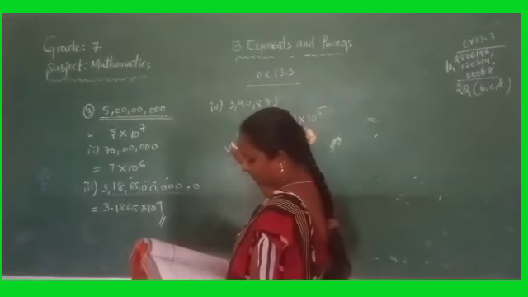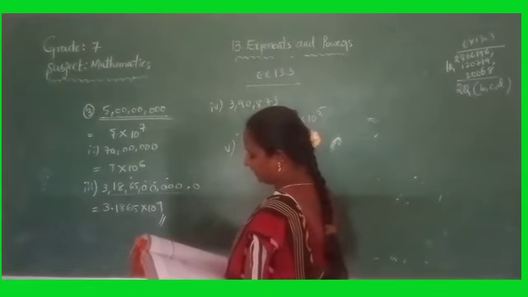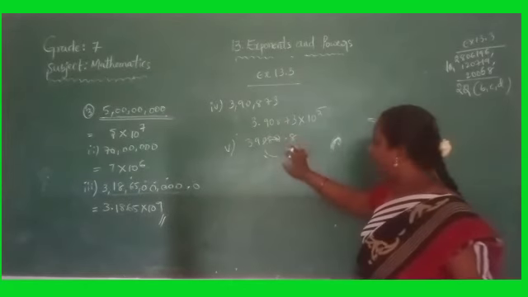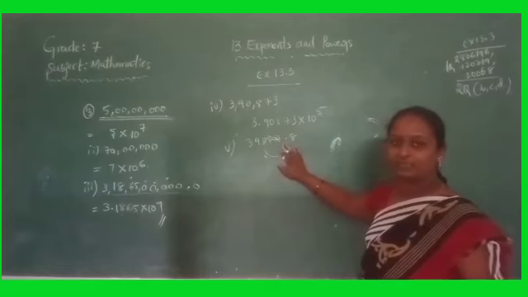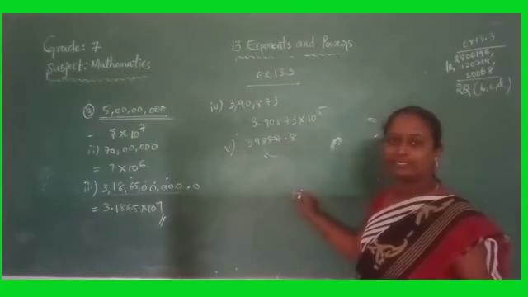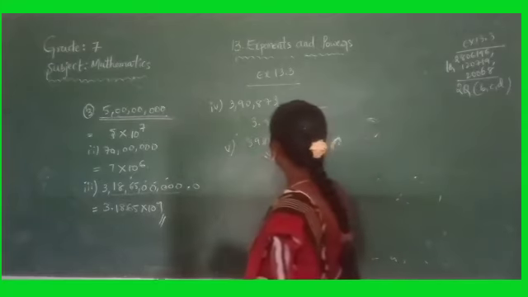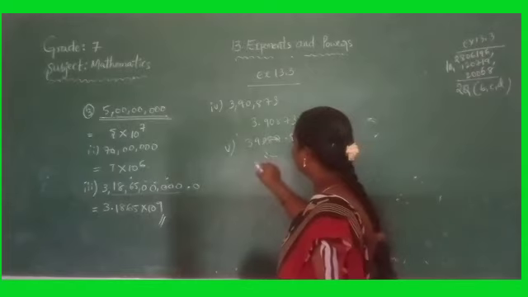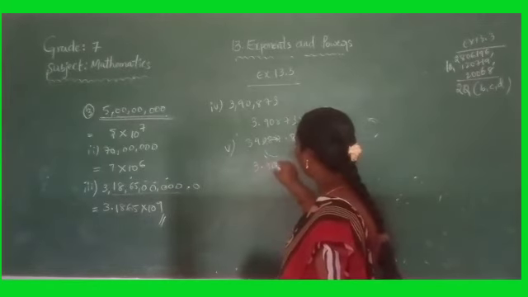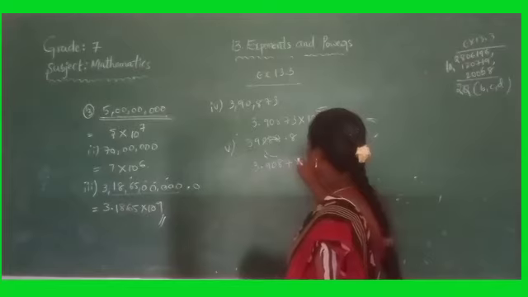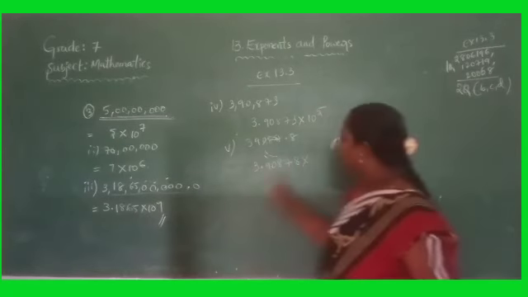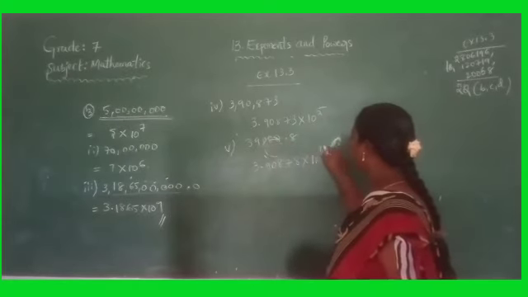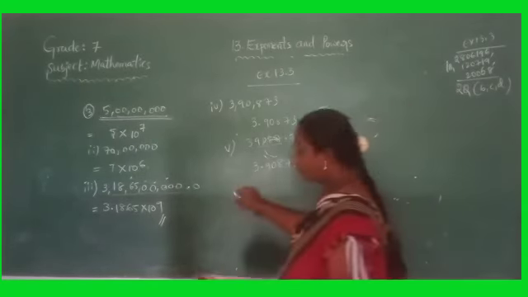So next, fifth one, 39087.8. Look here, already this number is a decimal number. Okay, we have to convert this one into standard form. How to write this one? First we have to shift this decimal point to the left side. That is 3.90878 into, point before how many digits? 4. So 10 to the power of 4.